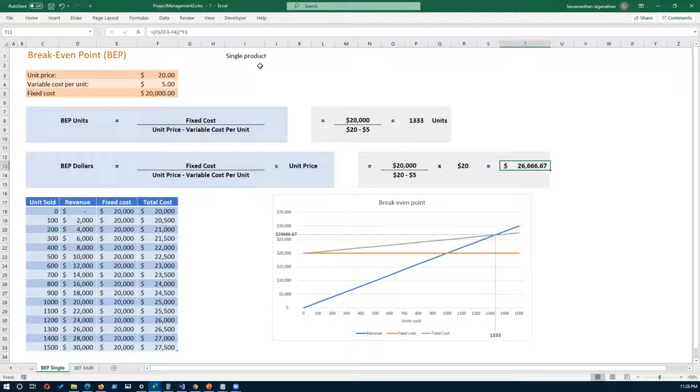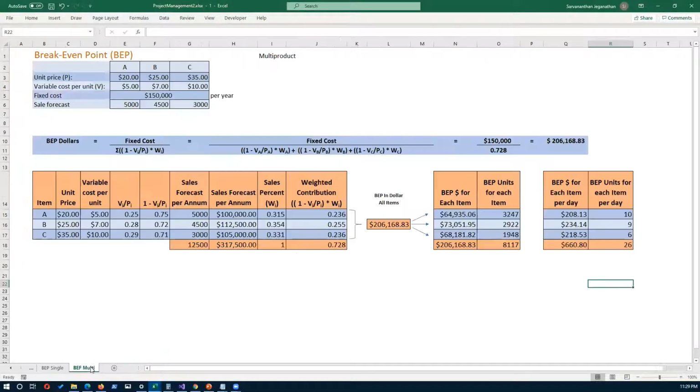So this is for a single product. When you're calculating the break-even point for a single product, it's very straightforward. You simply apply the formula and divide the fixed cost by the contribution margin, and then you should get the units. Multiply that by unit price, and you should get the BEP in dollars. So it's pretty easy to find out.